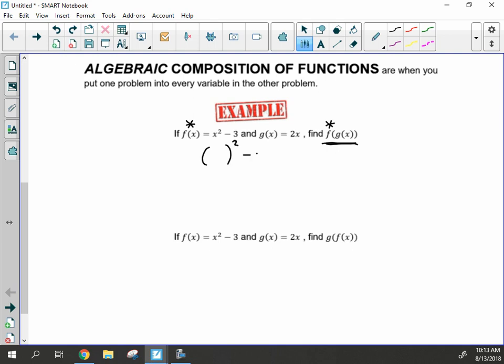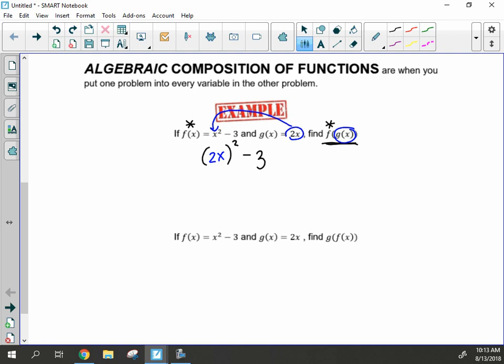Then it says put this problem on the inside. So we go see what that problem is equal to. That problem is equal to 2x. We're going to put that inside of the other problem. So we put the 2x inside. So this problem is literally going inside of here. That's all it is. And then we simplify it like before.